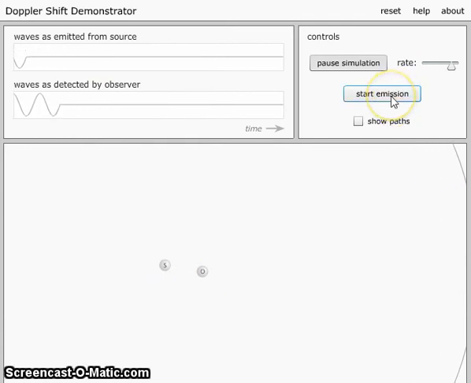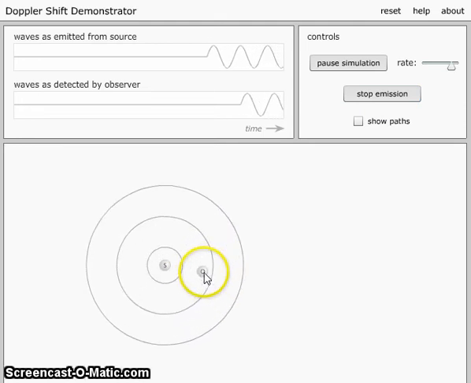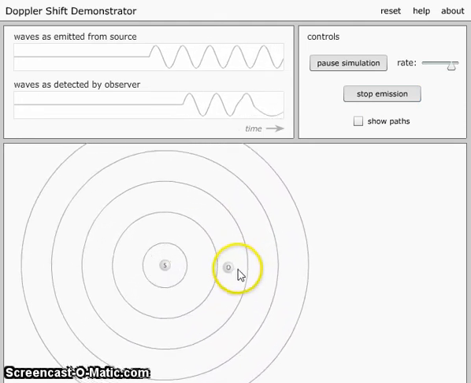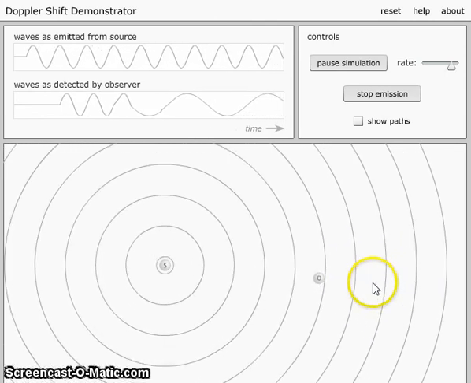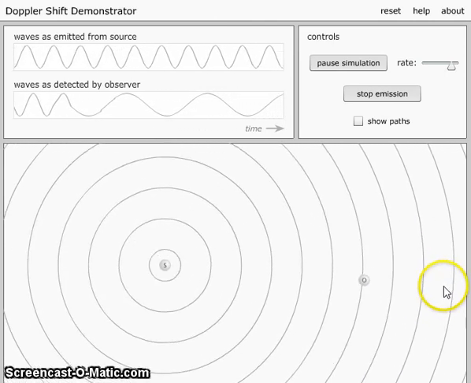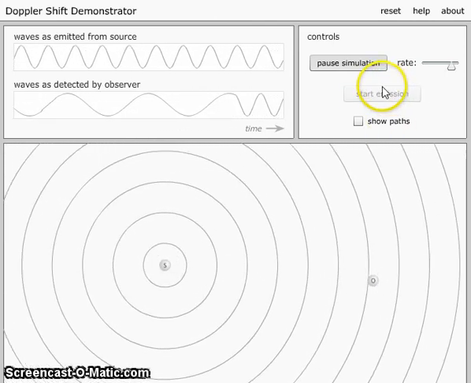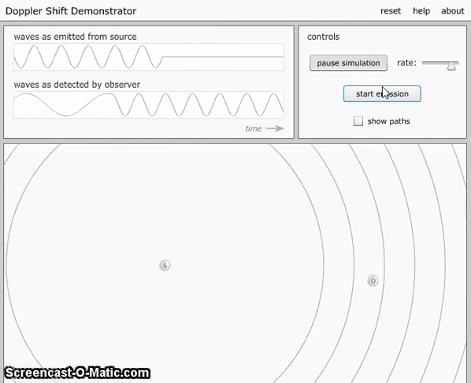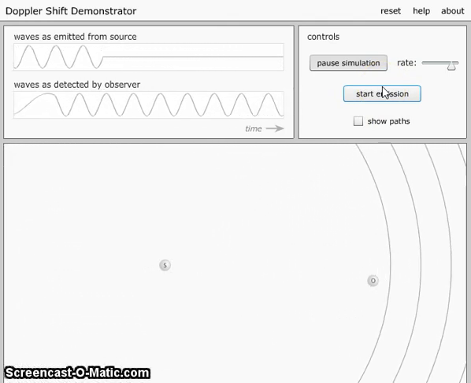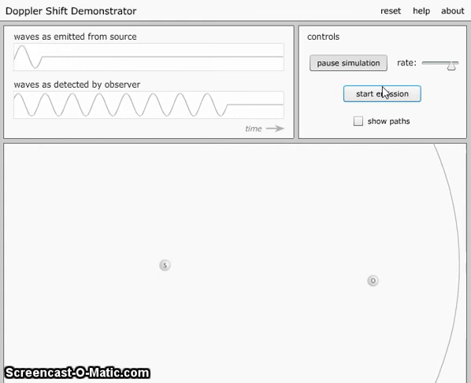Okay. All right, I'm going to start the emission again. This time I'm going to take the observer and move away. Okay. And notice that that causes the waves to be spread out. Okay. So anytime that the two objects are moving away from one another, it's going to spread out the wavelengths. Okay. And remember, with light, longer wavelengths put you towards the red end of the spectrum.